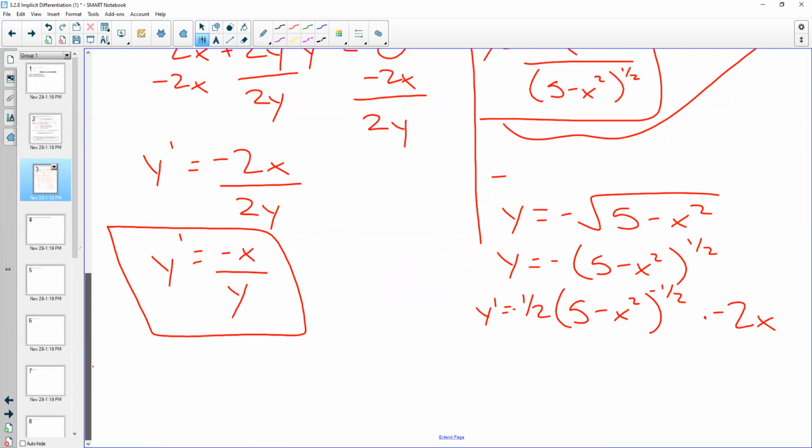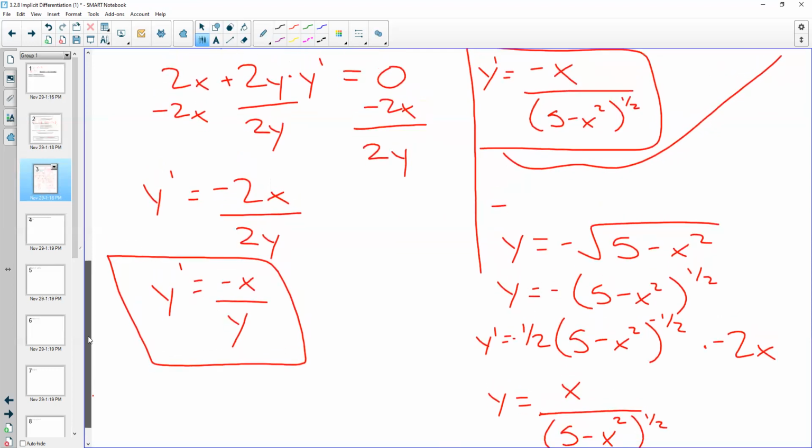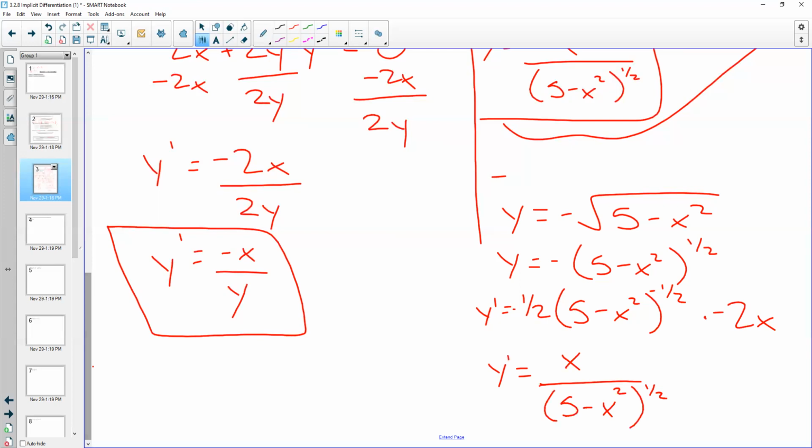Okay, so negative 1/2 multiplied by negative 2 will be positive x over, oh, that is a plus sign, sorry. So y prime is equal to x over 5 minus x squared to the 1/2. Okay, oh, and this is y prime, sorry.